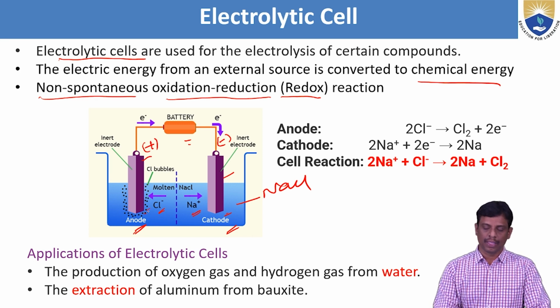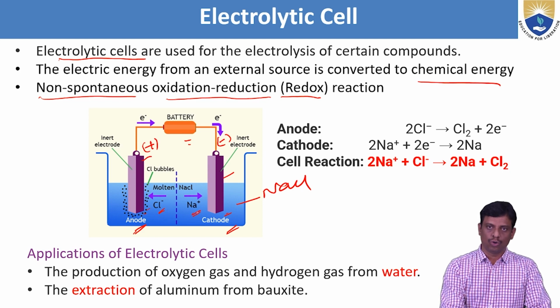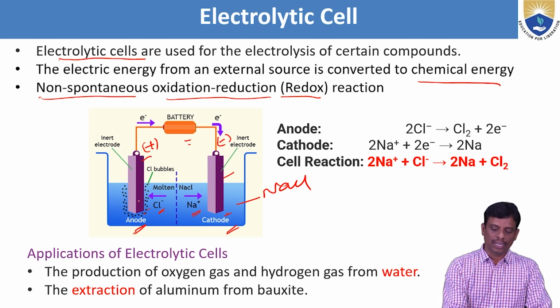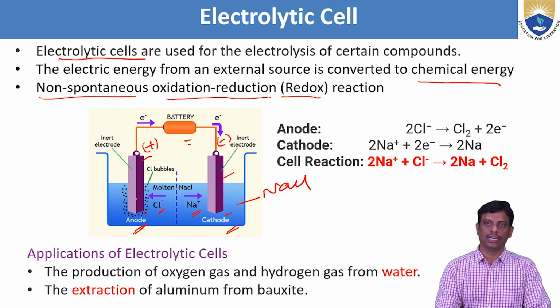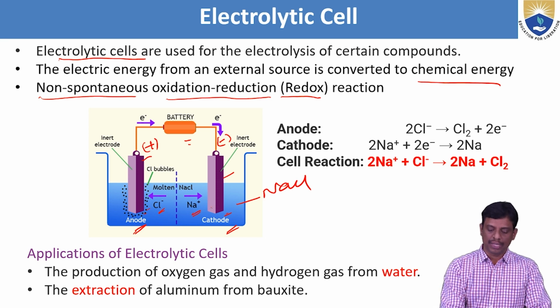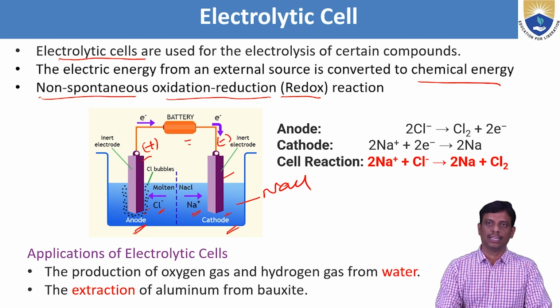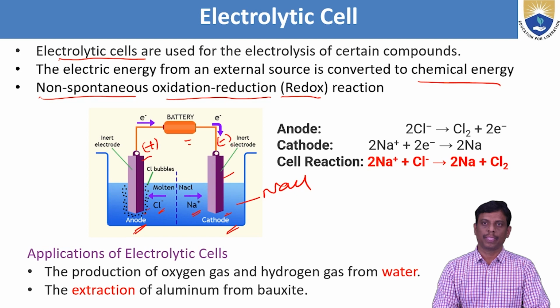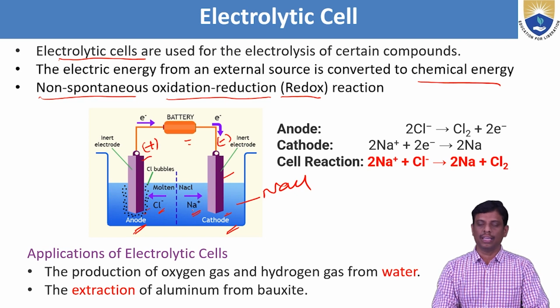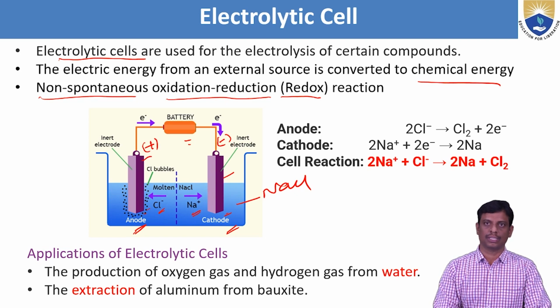So that's why chloride ions move to the positive sign, the anode, and Na+ ions move to the cathodic side, because the cathodic sign is negative. So this process is called the electrolysis process.